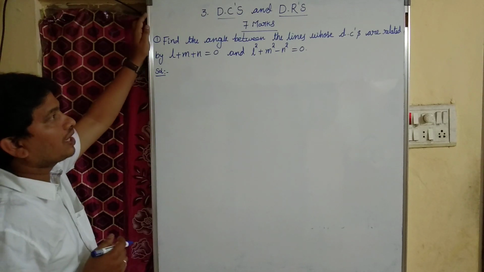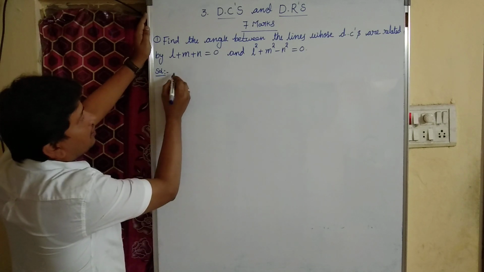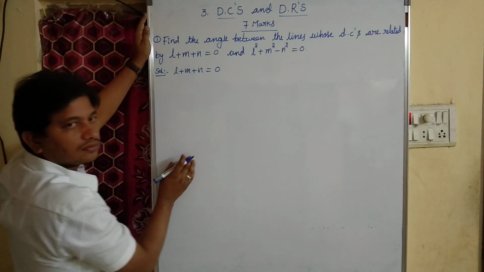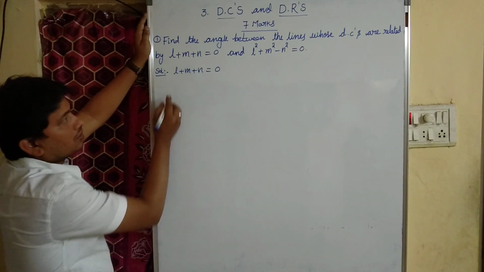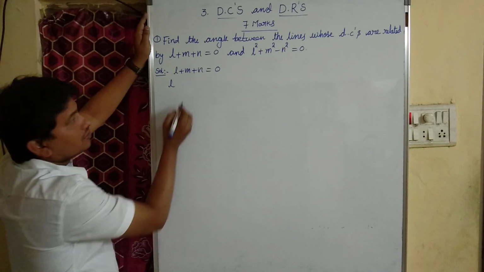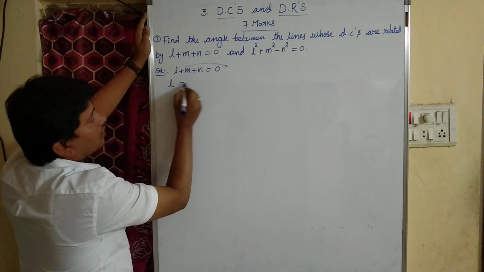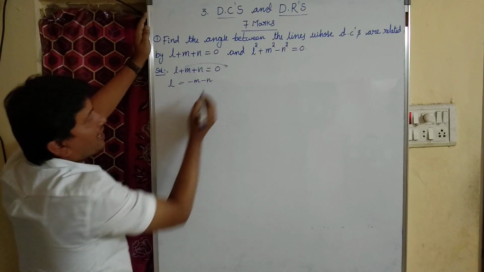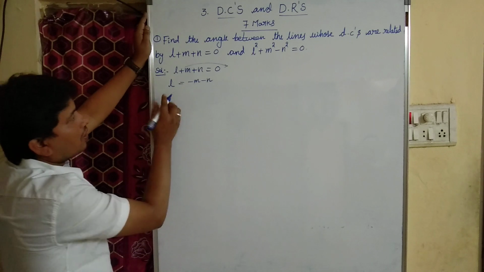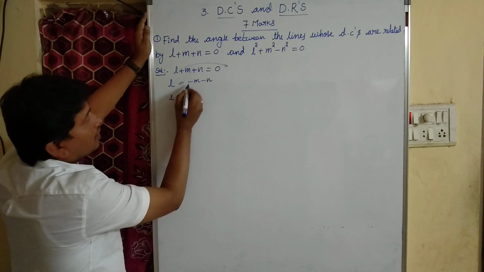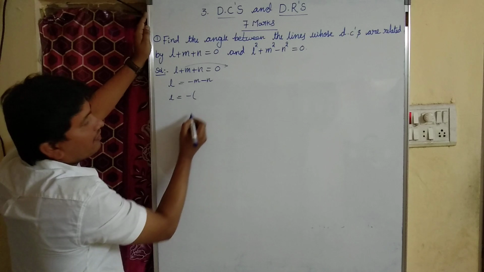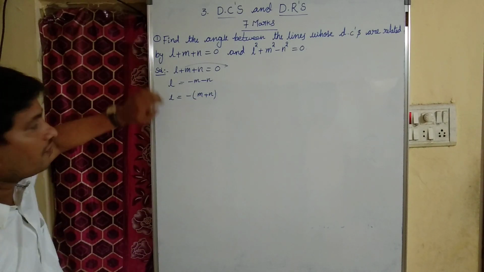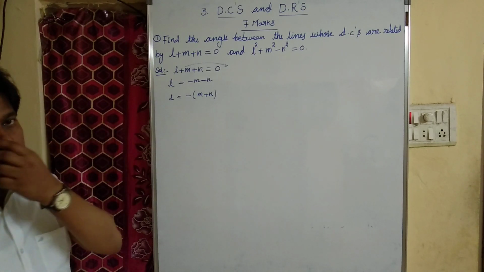Here they have given two lines. Coming to line 1, L plus M plus N equal to 0. Put L as it is, transpose M to get minus M, and transpose N to get minus N. So L equals, taking minus as common, minus of M plus N. So the value of L is minus of M plus N.